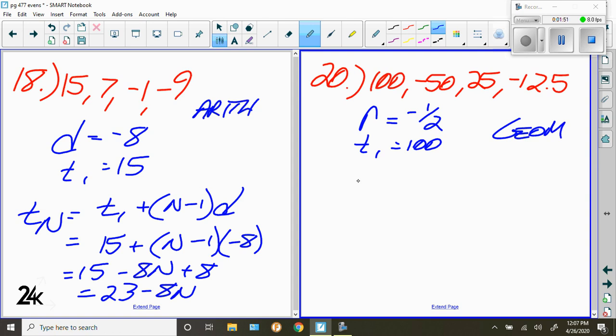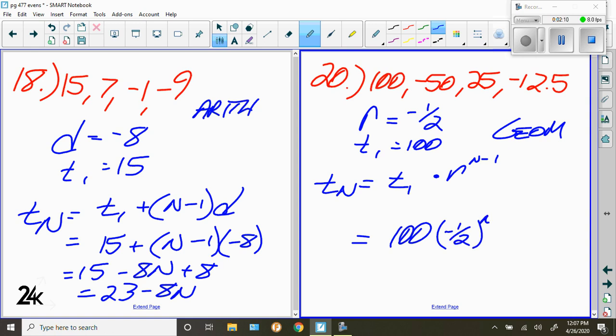Well, geometric, to figure it out, t sub n has to be the first term times r to the n minus 1. So this one's done really, really easy. It's 100 times, and I'm going to put this in parentheses, -1/2 to the n minus 1. And I know the book would have a different answer, but that's where we're stopping.